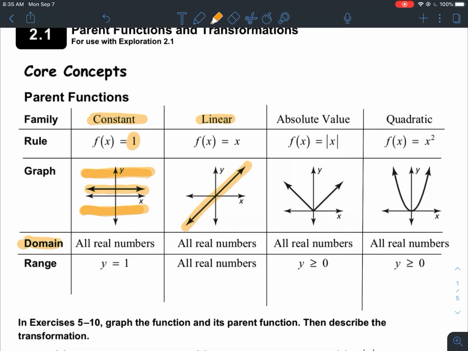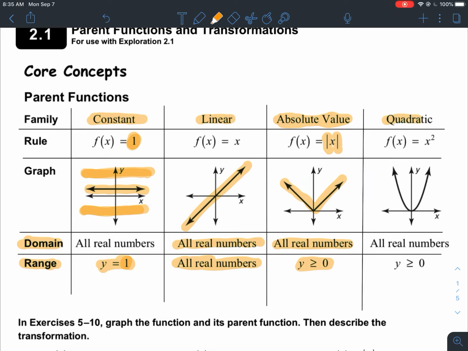Down here, you can see that we have the domain and range listed for these functions. Notice that the range for the constant function is only the number that the function is. In this case it's 1, so your range is only 1. For the linear function, it's all real numbers for both the domain and range. And then the absolute value function, which many of you might not remember from last year, is a v-shaped function. The domain covers all real numbers, and the range is just positive y.